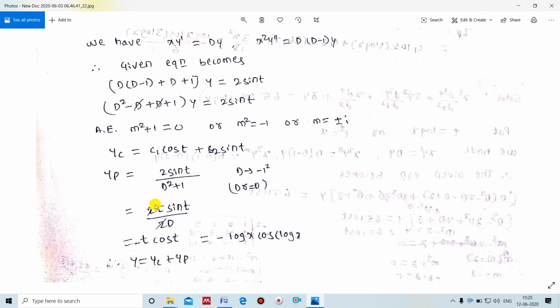You know that 1 by D means integration, the reverse of differentiation. So t as it is, and the integration of sin t is minus cos t. So yp is equal to minus t into cos t. Put the t value, that is log x: minus log x into cos of log x. Therefore the general solution contains yc plus yp.